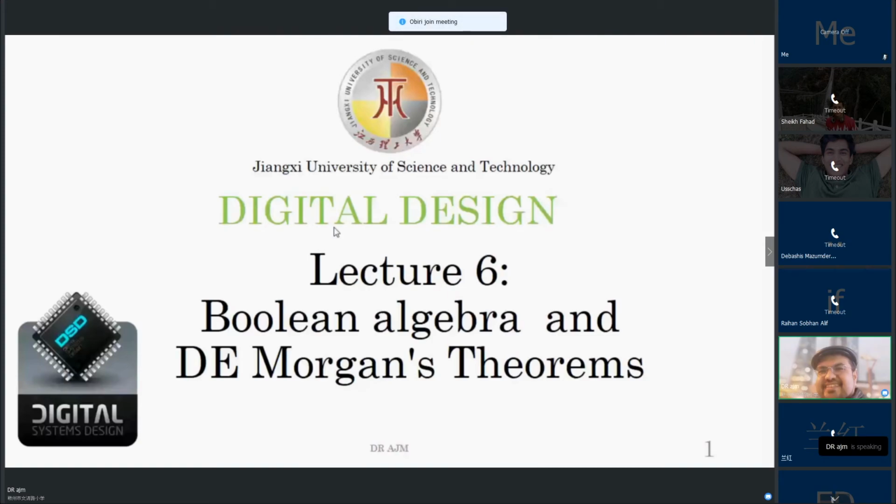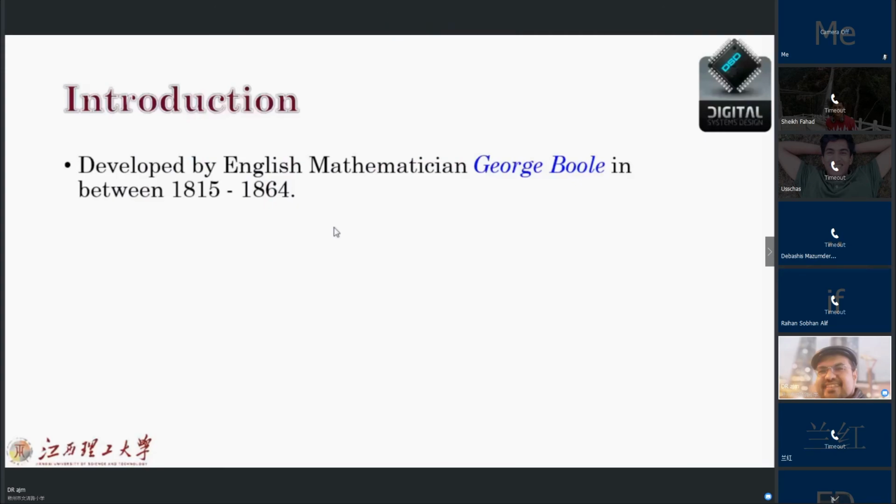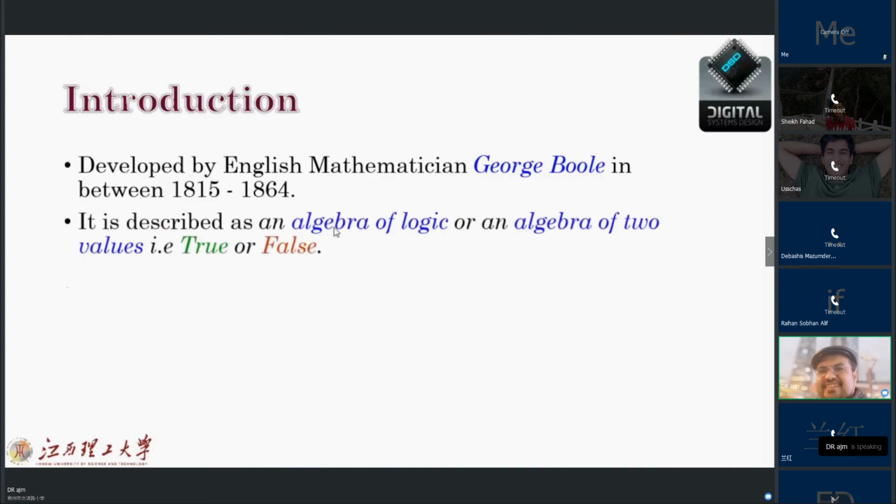First of all, it's good to know that this subject was developed by a mathematician called Boole, between 1850 and 1864. He was an English mathematician. And it describes an algebra of logic, or an algebra of two values. You know that in Boolean logic, we just have two parts. One is true, one is false.